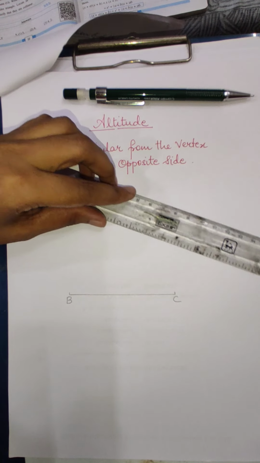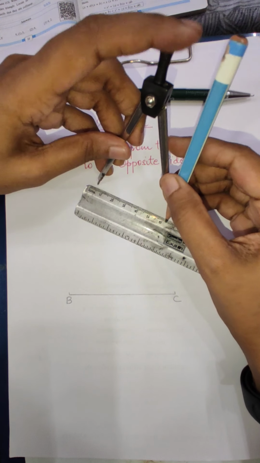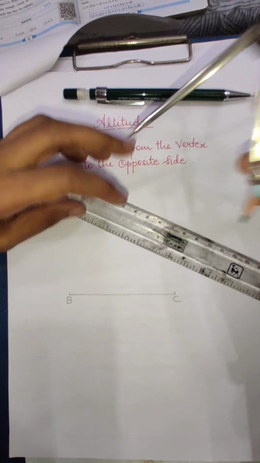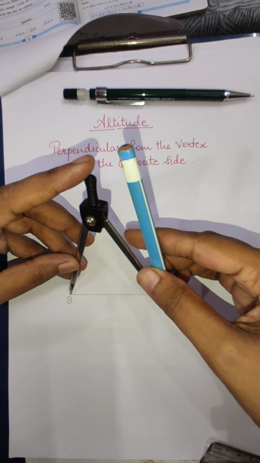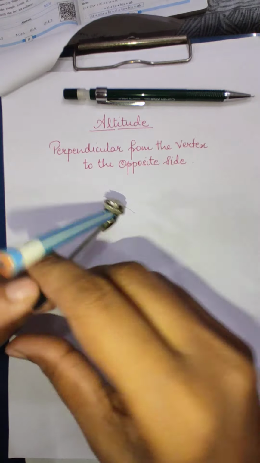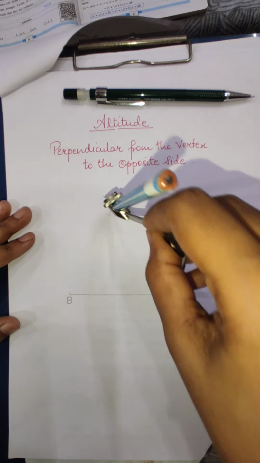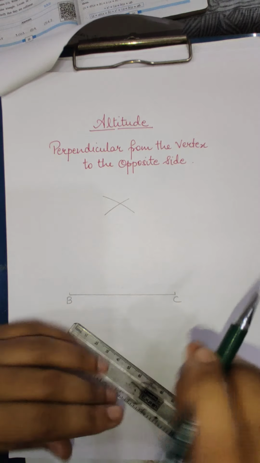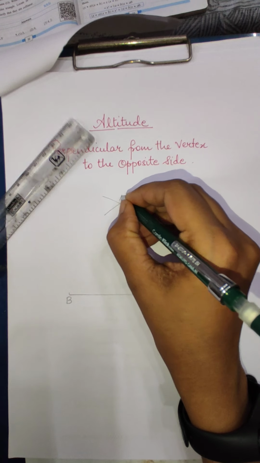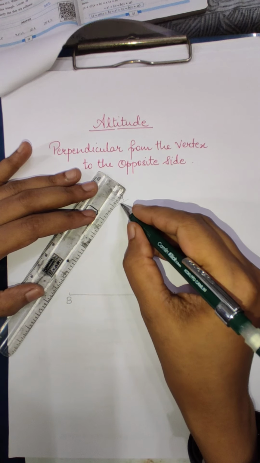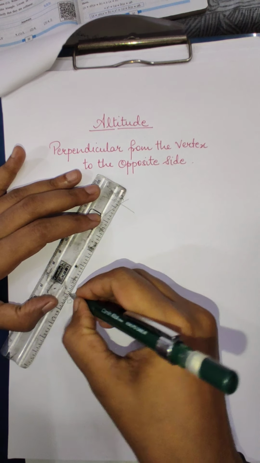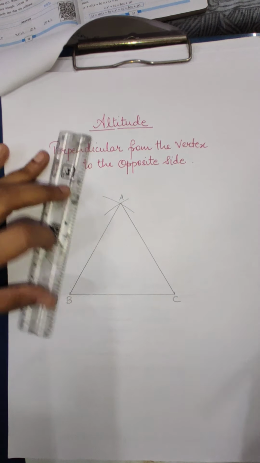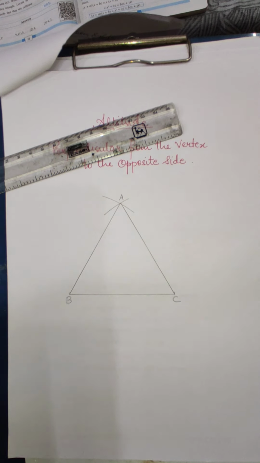Now since it is equilateral, all the sides are equal, so I will again measure 8 centimeter in a compass or rounder. Keep it on point B, make an arc on the upper side. Keep it on point C, make an arc either way. I get a point of intersection, name it as A. Join AB and join AC. So here my triangle is ready.